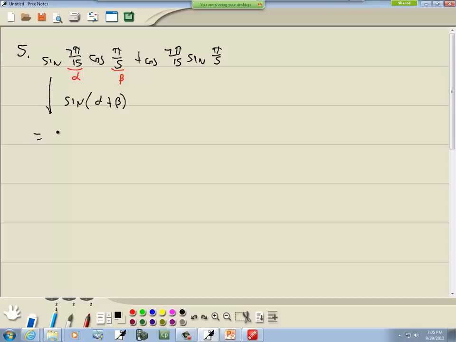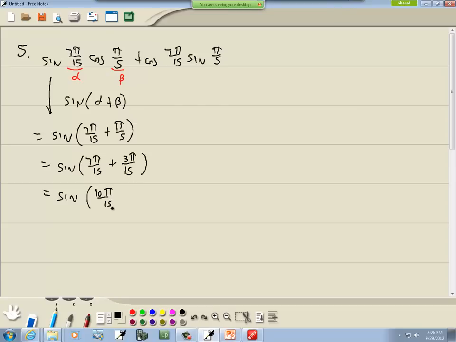So this right here becomes sine of 7 pi over 15 plus pi over 5. Well, we need to get a common denominator, merge these together. So we got 7 pi over 15. Here, multiply the bottom part by 3, so we have to multiply the top part by 3. And that gives us 10 pi over 15. Top and bottom both divisible by 5, and that gives us 2 pi over 3.